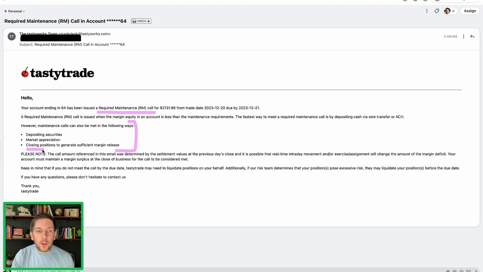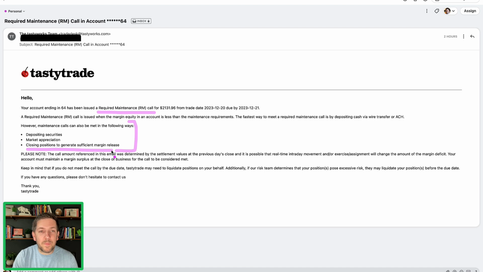Or you could close positions to generate sufficient margin release, which is exactly what we're going to do here when the market opens. We're just simply going to unwind these positions, remove the long stock that we have, sell out of our long put options, which were used for protection, and basically rewind the position and unwind it from our account. That will reduce the margin requirement because now we're not holding long stock.